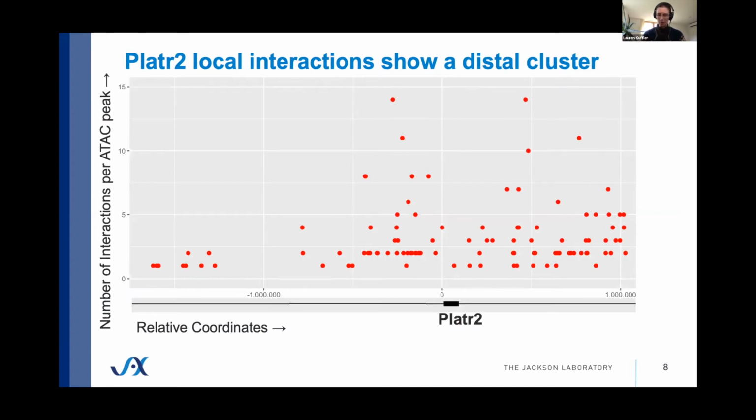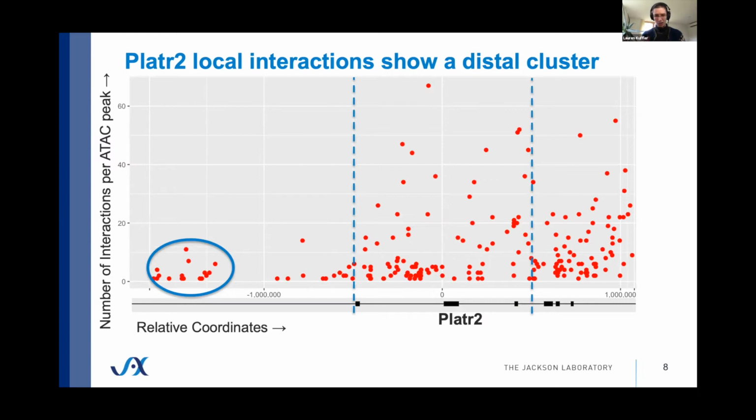Now, onto Platr2. ATAC-seq peaks are easy for us to map accurately, so we looked at which peaks are involved in interactions with this gene and how often. We see a pretty interesting distribution here with interactions appearing more than 500 kilobases away from the gene. And there's also a dead zone here, followed by a little distal cluster of interacting ATAC peaks that pop up 1.5 megabases away from the gene. And this holds true for all of the genes in the TAD.